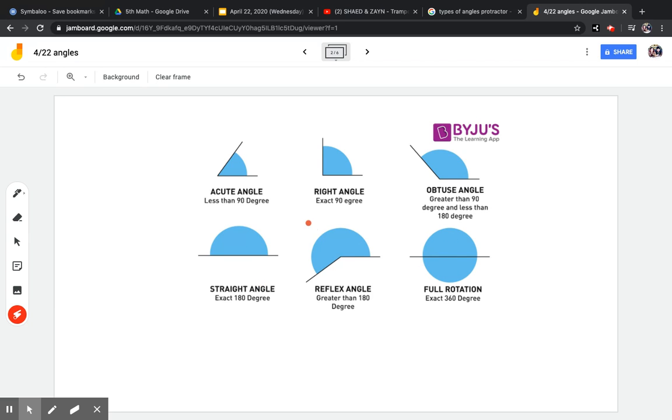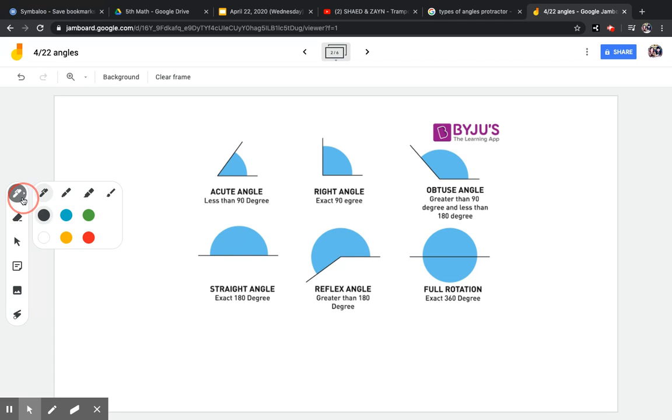And you guys don't need to worry about this reflex angle or the full 360 degree angle. The only ones we're looking at are straight, obtuse, right, and acute. But I just wanted to show you kind of how these work. So an acute angle is anything less than 90 degrees.